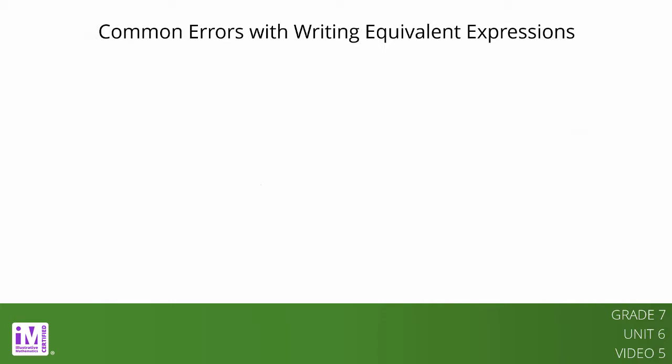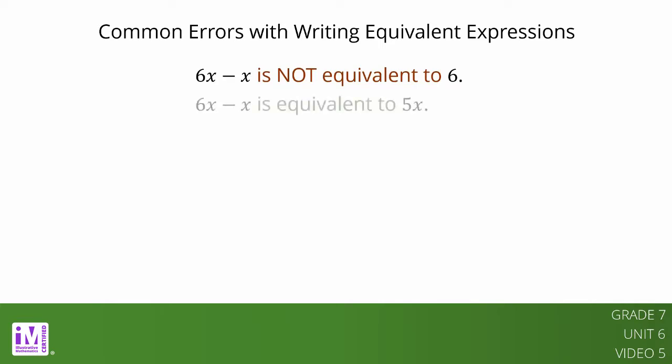Here are some common errors with writing equivalent expressions that we can try to avoid. 6x minus x is not equivalent to 6. It might be tempting to think that subtracting x makes the x disappear, but the expression is really saying take one group of x away from 6 groups of x. So 6x minus x is equivalent to 5x.